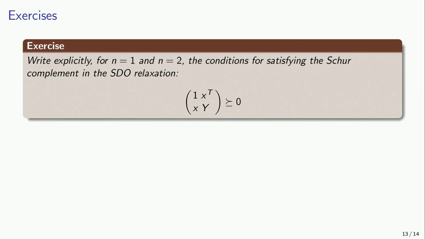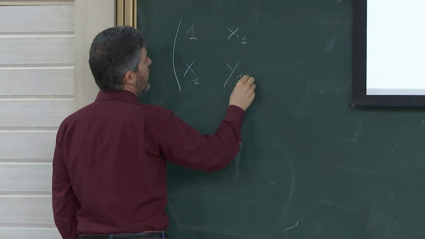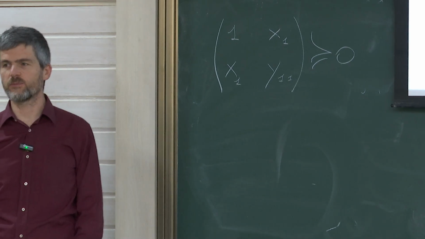This is more of a linear algebra exercise, but it will show something about the actual constraints that we need to write when we write a semi-definite optimization relaxation. If you have the Schur complement written like that, for n equals 1, which means that the matrix itself is a 2 by 2, and for n equals 2, which means the matrix is a 3 by 3, what do we get? So what does it mean to have a positive semi-definiteness constraint? Let me write the first case here, which is 1, x1, x1, y1, 1. This is trivial. If I want this to be positive semi-definite, what do I have to say?